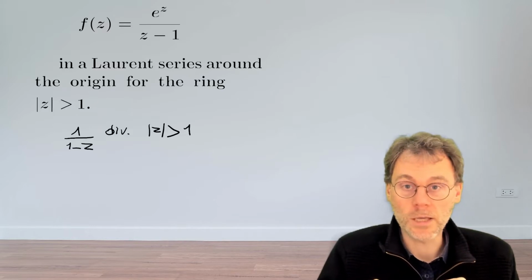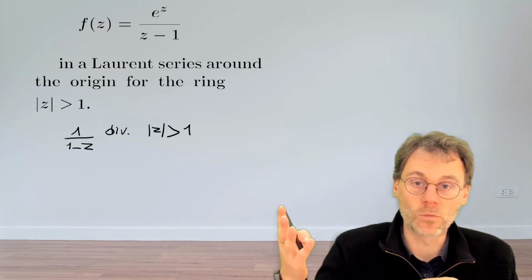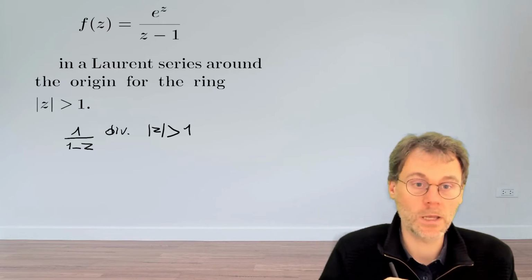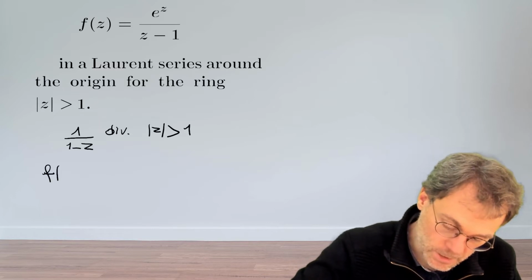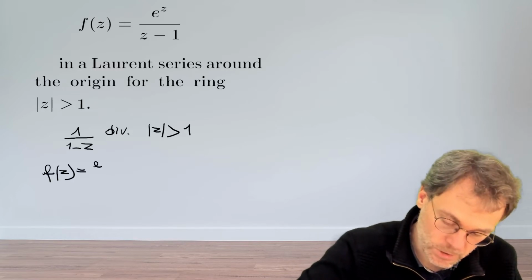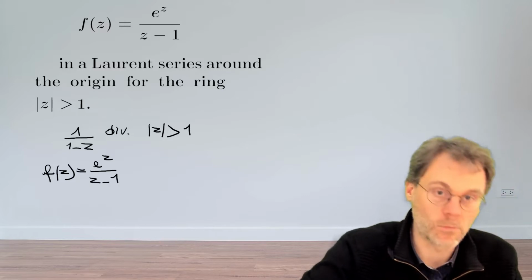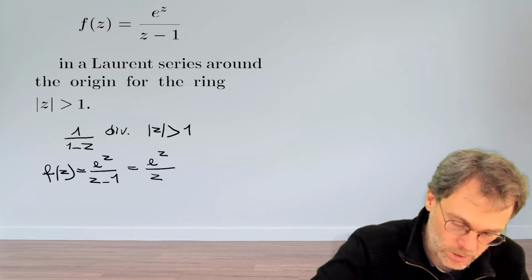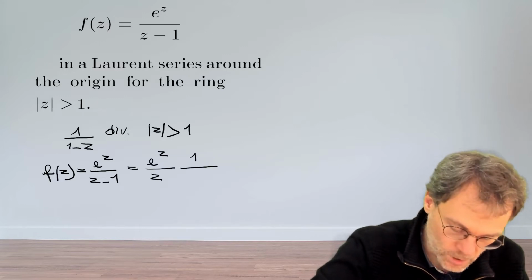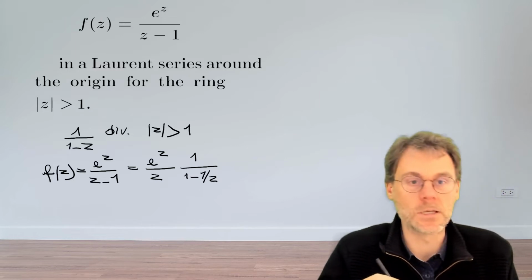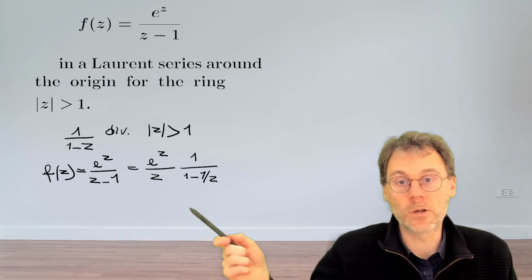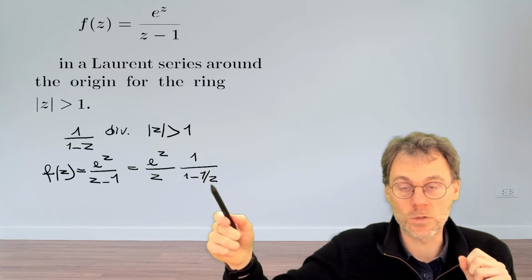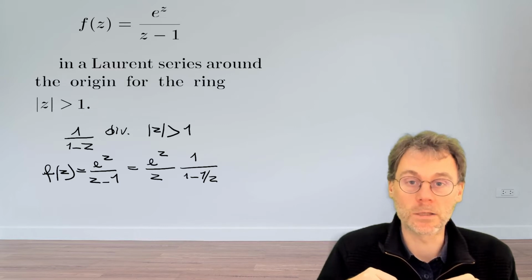However, you soon realize that if the modulus of z is bigger than 1, then the modulus of 1 over z is smaller than 1. So this could be a way out of our problem here. And indeed, let's rewrite our function f of z, which is exponential z minus 1. And let's bring out z here so that we have for our second factor 1 over 1 minus 1 over z. And now we're back in business because we have something that looks very similar here.